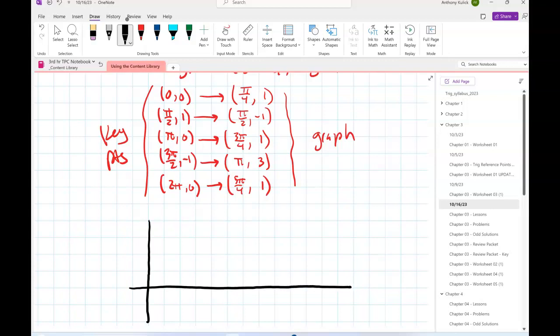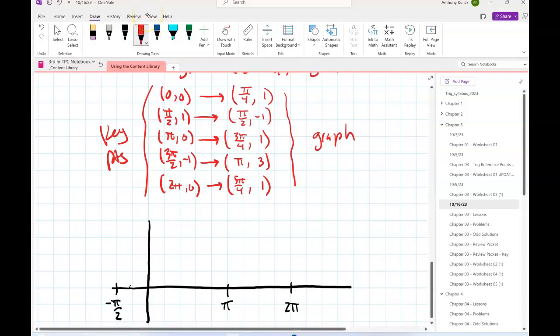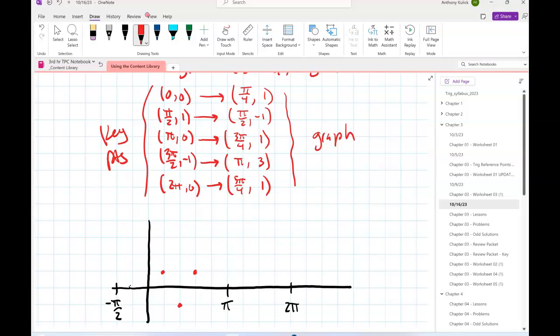So I'm going to do each tick mark as a pi over 4. So 1, 2, 3, 4 is pi. 5, 6, 7, 8 is 2 pi. So if I plot this, then pi over 4 and 1 is here. Pi over 2 and negative 1 is there. 3 pi over 4 and positive 1. Pi, oh wait, 1, 2, 3. Oh, I put this in the wrong spot. Can you count today? Apparently not. 1, 2, 3, okay. All right, pi and 3, and then 5 pi over 4 and 1. So that's 1 period of my function.